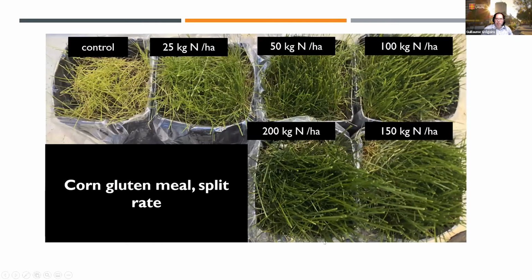Just visually speaking, what it looks like. So this is for corn gluten meal with a split rate. So these amounts of N were applied in two applications. So control, which is no N, and you have at the highest rate, which is 200 kilogram of N per hectare per year.